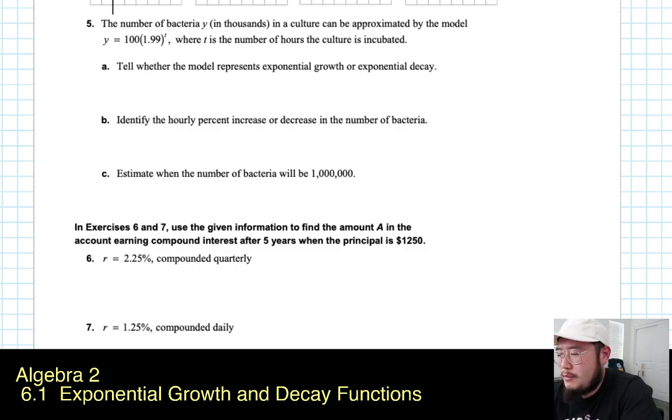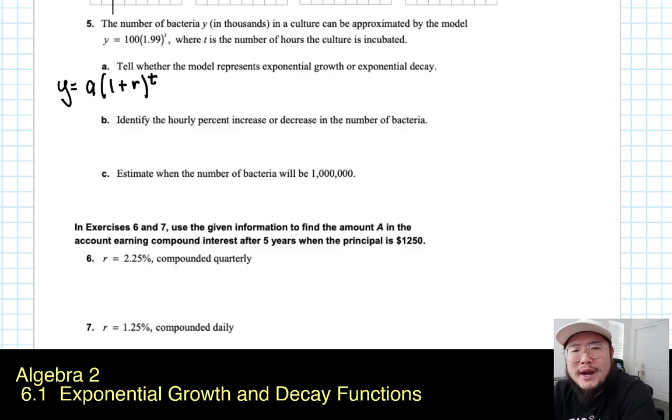Remember, we have our equation, y is equal to a times b to the x power, or once again, let's take a look. It was y for exponential growth was a times 1, either plus r or minus r. So I'll go ahead and put plus r and then raise to the t power for time. Now, let's think. How do I get 1.99? What do I have to do with 1?